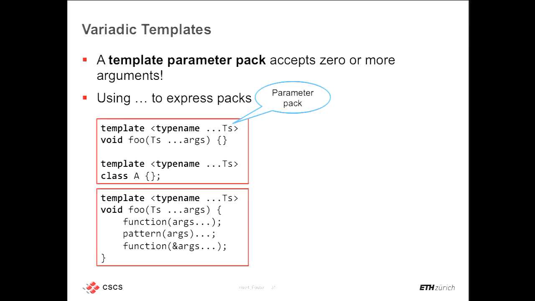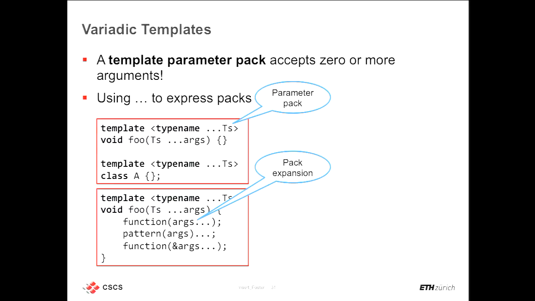Let's see. So Ts is a parameter pack. It's a bunch of types, and you can assume it's like integer, float, double, char, struct X, whatever. This is called pack expansion. So you put the 3 dots after the args, and you call the function with these expanded arguments. It's like, okay, this is integer, float, and char. This will call the function with 3 arguments: integer, double, and char.